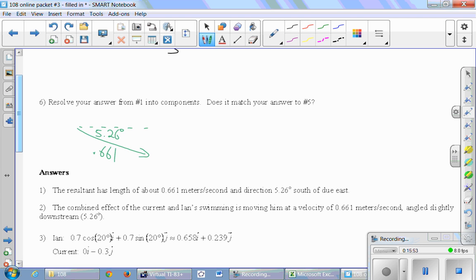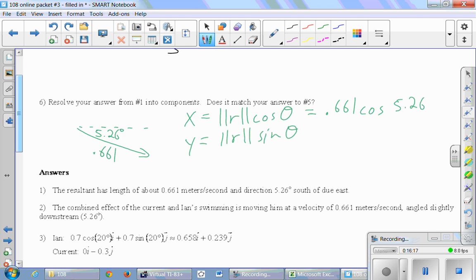So if we want to get that guy into component form, we'll call this R for resultant. Then we just use the same formula as we had before. We know that the x is the magnitude of the vector times cosine of the angle, and y is the same thing with sine. So the magnitude of this vector was about 0.661. Cosine of the angle is 5.26 degrees, but there's a problem. I'll fix it in a moment. 0.661 sine of 5.26 degrees.